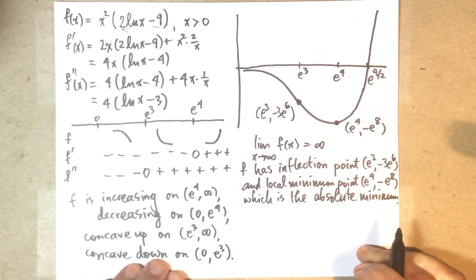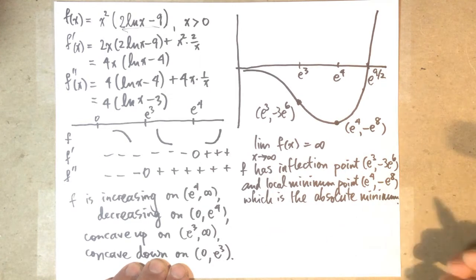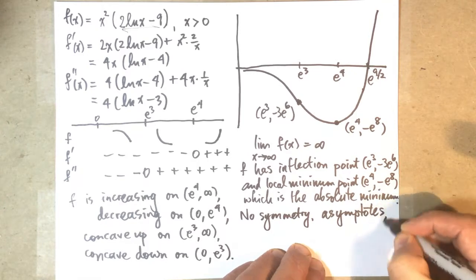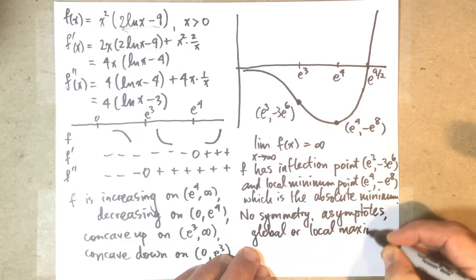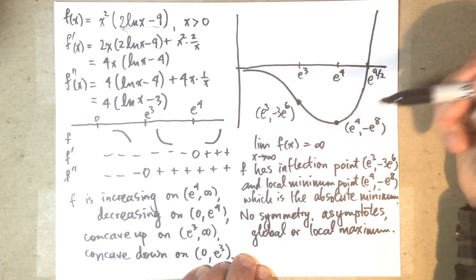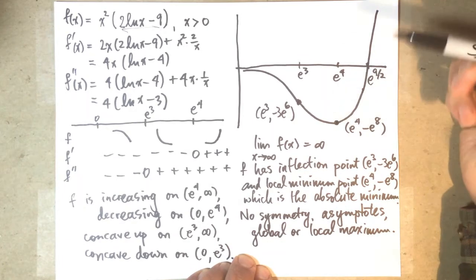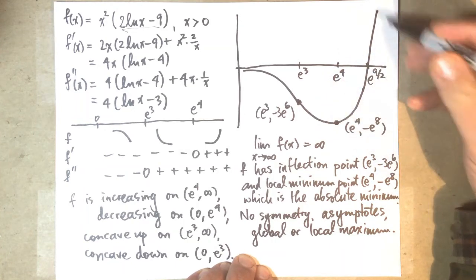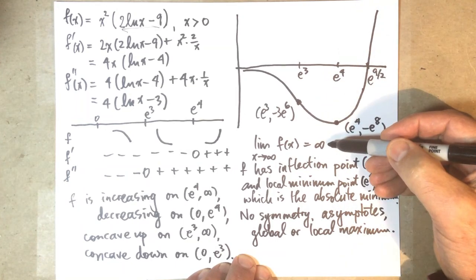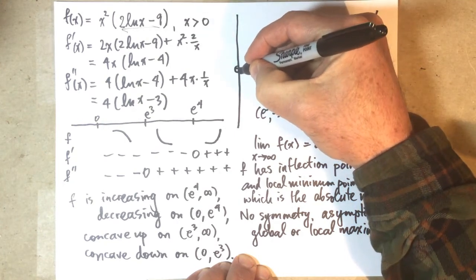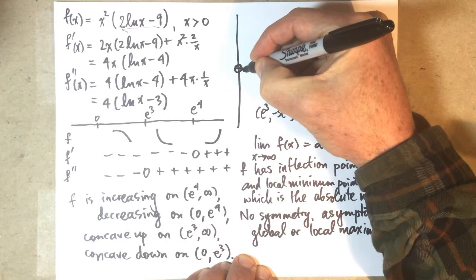Now, there is no symmetry, no asymptotes. There's no local maximum because the only critical point is this one, and that's a minimum. And it's also not got any global maximum because of this limit. Now I want to explain what's happening toward the origin, and this is going to be a hollow dot there since the function is not defined there.